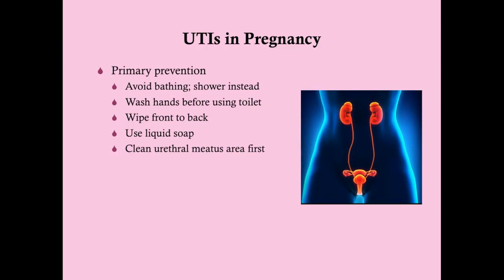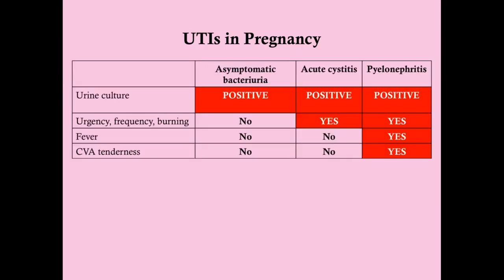It's also very good to give women in pregnancy as well. So we're going to talk about three things: asymptomatic bacteriuria, acute cystitis, and pyelonephritis. And the one thing I want to point out here is that the urine culture, if you were to get it in any of these women with any of these three things, it's going to be positive.